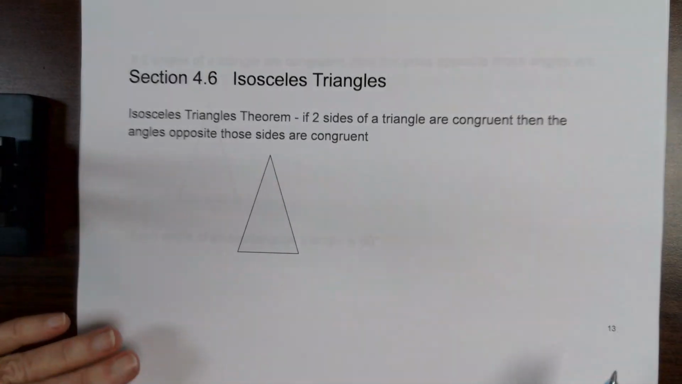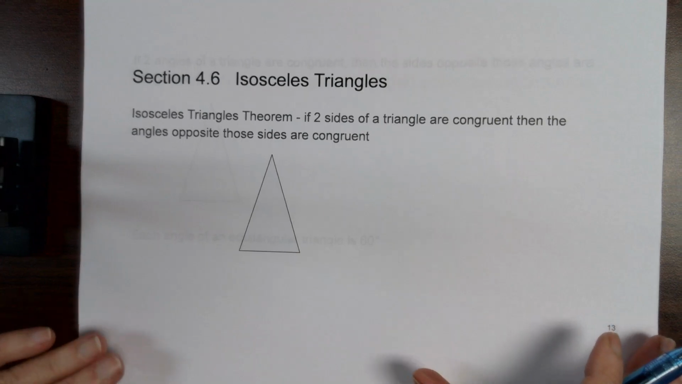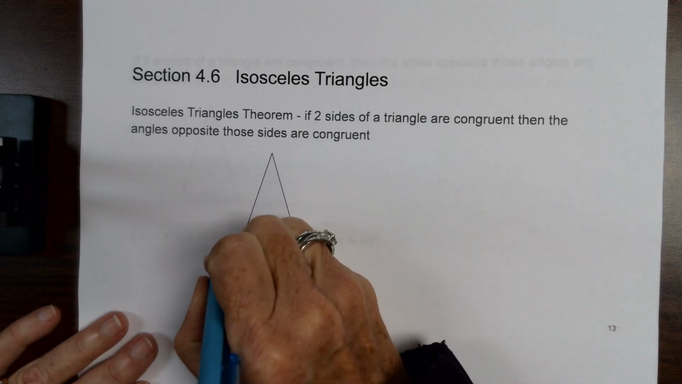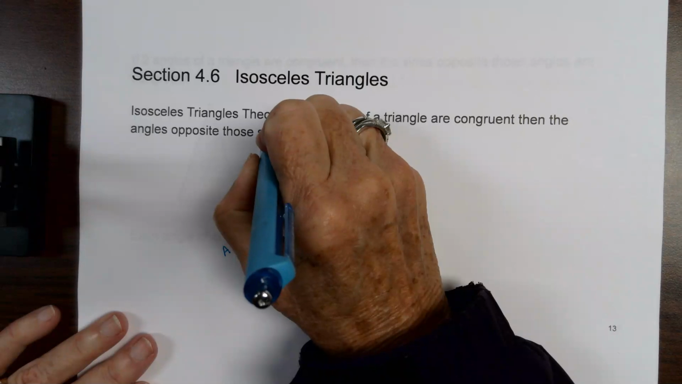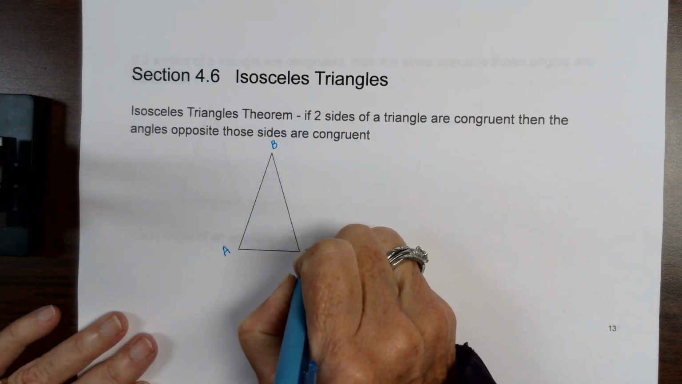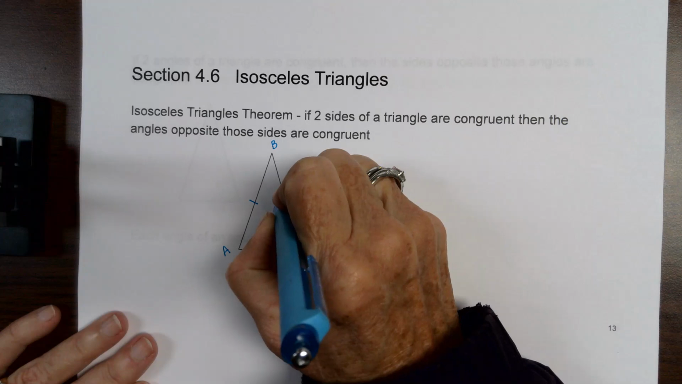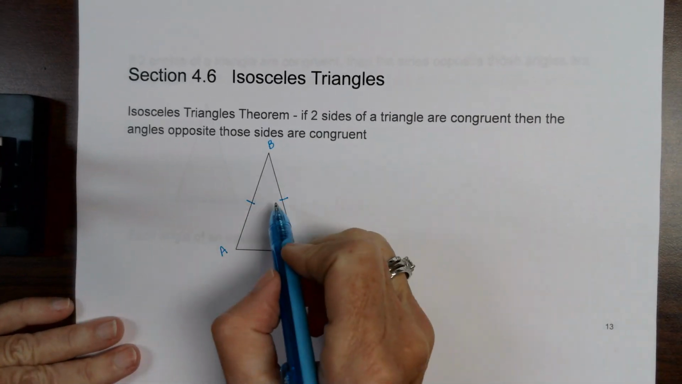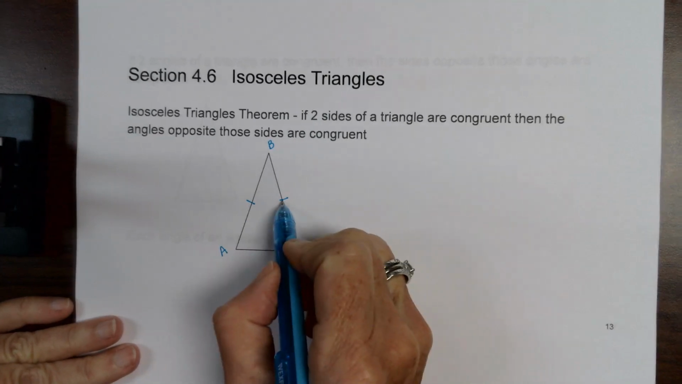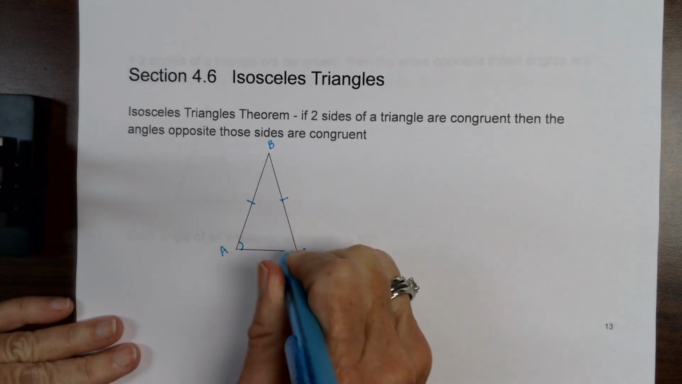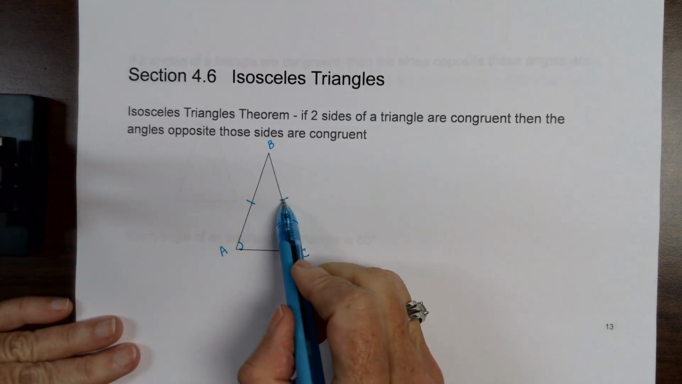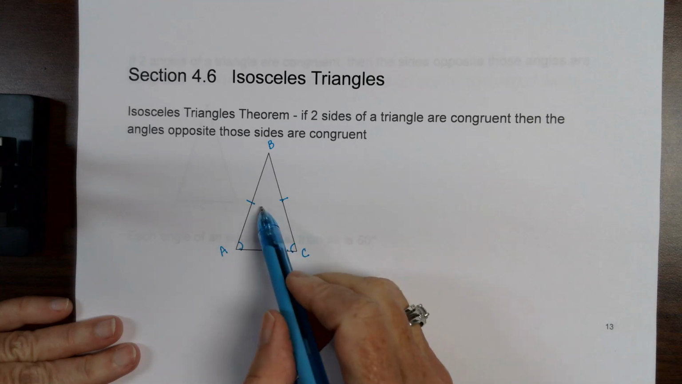Section 4.6, you have isosceles triangles. If two sides of a triangle are congruent, then the angles opposite those sides are congruent. So let's say I have angle A, B, and C, and then I know that this is an isosceles triangle. I can automatically assume if those two sides are congruent, then these two angles are congruent. Angles opposite congruent sides are congruent.